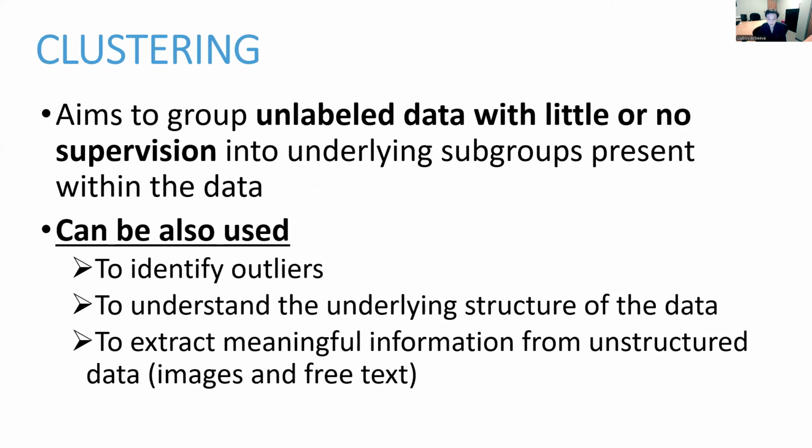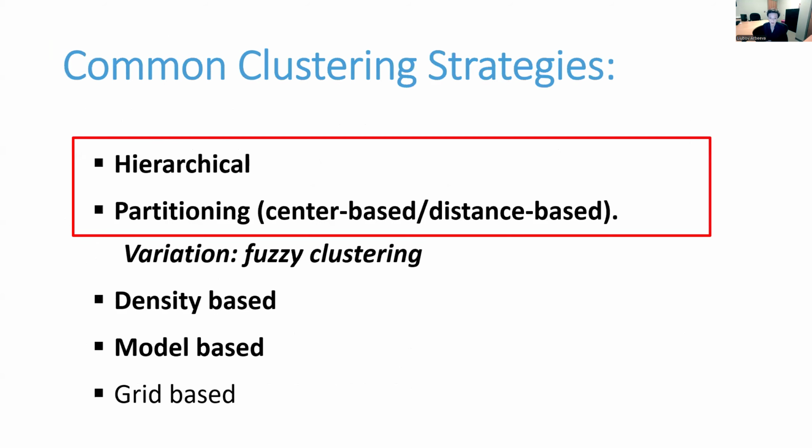The purpose of clustering is not only to group unlabeled data. It can also be used to identify outliers, to understand the underlying structure of the data, and to extract meaningful information from unstructured data like images and free text. Originally, all clustering algorithms have been classified as either having a partitioning or hierarchical strategy. It is broader now, and in addition to the first two that I just mentioned, there are density-based, model-based, and grid-based algorithms, combinations of these, and many extensions. So this is a well-developed statistical area.